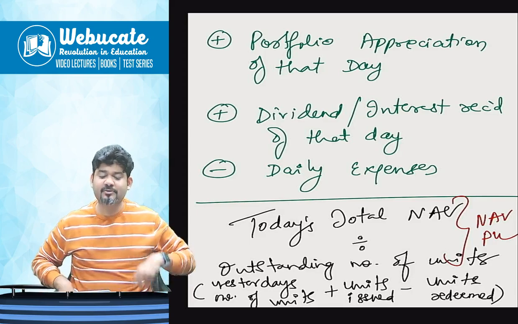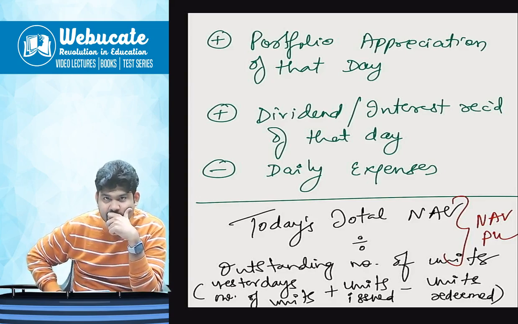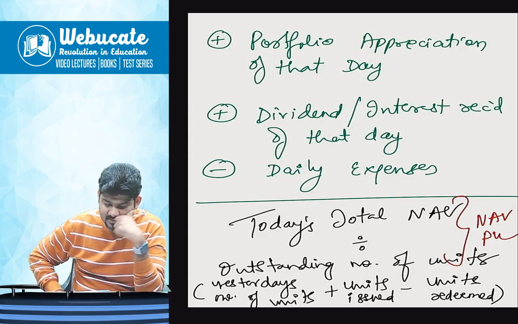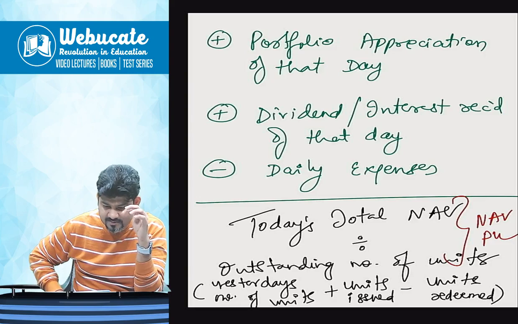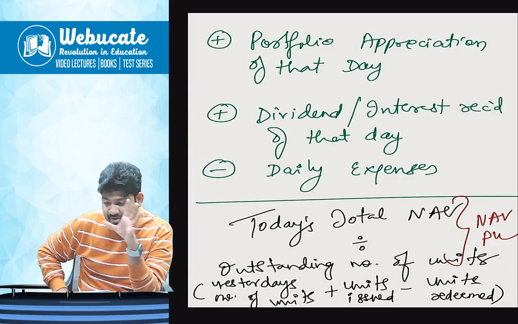Taken 20 lakh units instead of 200 lakh. Okay. Haven't considered units issued and units redeemed. Okay. Just considered appreciation and expense, but not units issued and redeemed. Okay. Fair enough. But now everybody is clear.